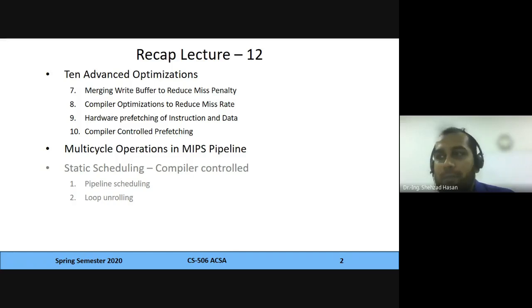Then we looked at compiler optimizations to reduce miss rate. This was about how the program can be changed to reduce the miss rate. There are different ways to do the same thing. For example, sorting can be done in different ways. If you have one algorithm for sorting, it might give you a higher miss rate. If you change that algorithm, it's going to give you a different miss rate. So we looked at different examples in this eighth optimization.